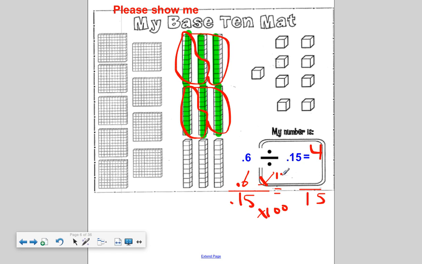In other words, I'm moving the decimal point 2 places to the right, 15. If I multiply 6/10 by 100, I move the decimal 2 places to the right. That would be 60. So 60 divided by 15 is 4. There are 4 groups of 15 hundredths in 6/10. So again, if you prefer the shortcut, you move the decimal 2 places over, because we're multiplying by 100.